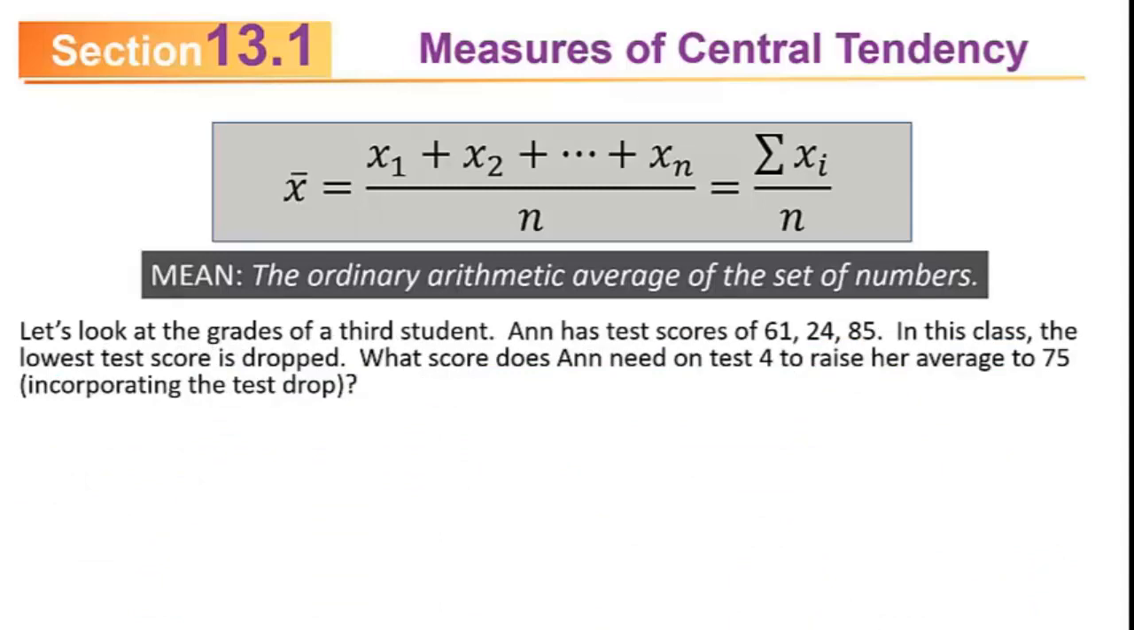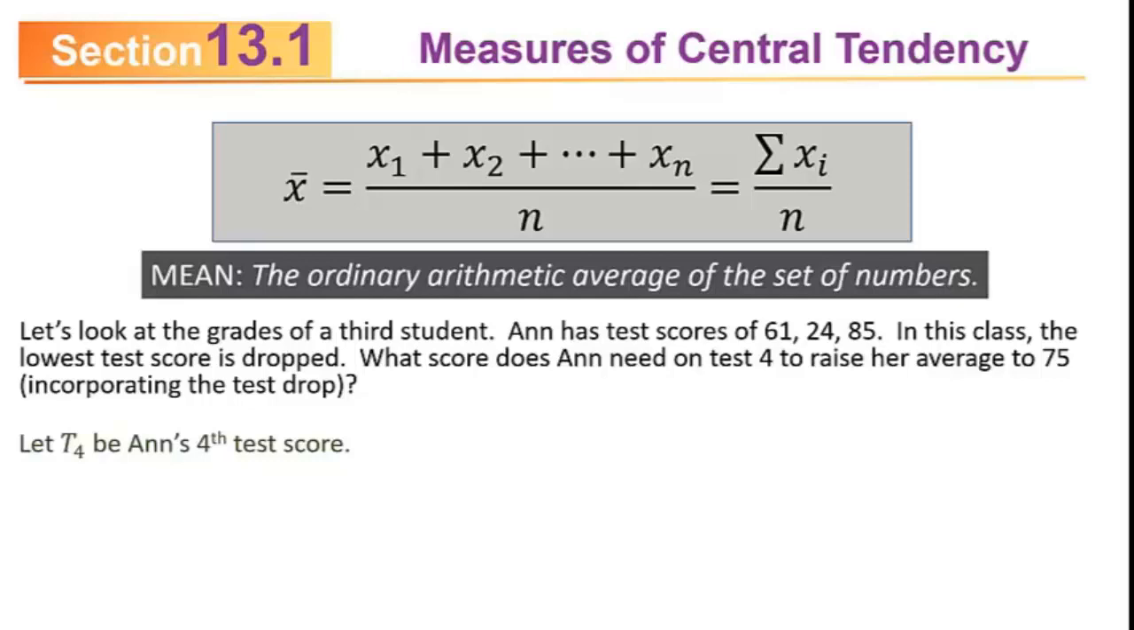How about this one? Let's look at the grades of a 3rd student. Anne has test scores of 61, 24, and 85. In this class, the lowest test score is dropped. What score does Anne need on test 4 to raise her average to 75, incorporating that test drop? Well, again, just read through the problem.